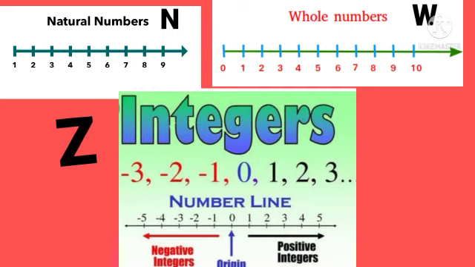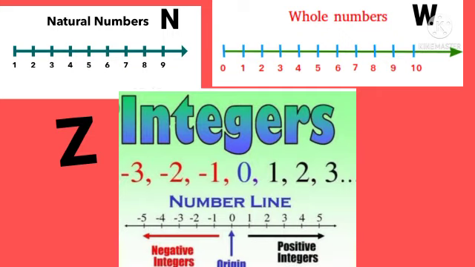If we include 0 in the set of natural numbers, then we get another collection of numbers called whole numbers. It is denoted by W. W is equal to the set of 0, 1, 2, 3 and so on to infinity. There is no greatest whole number and 0 is the smallest whole number.